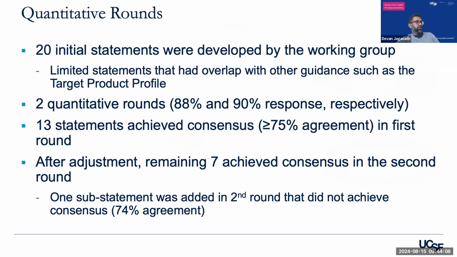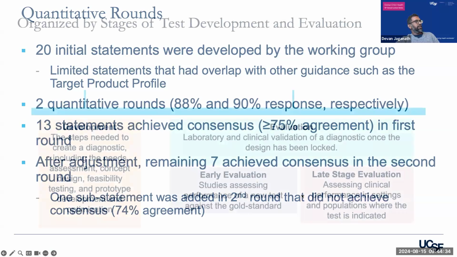We had 2 quantitative rounds, which had quite high response rates. In the first round, we were able to get 13 statements that achieved consensus, and then after adjustment, we were able to get the remaining 7. And then we had one as a secondary statement that we had crafted based on the feedback on the first round, but that didn't achieve consensus. It almost did, but not quite.